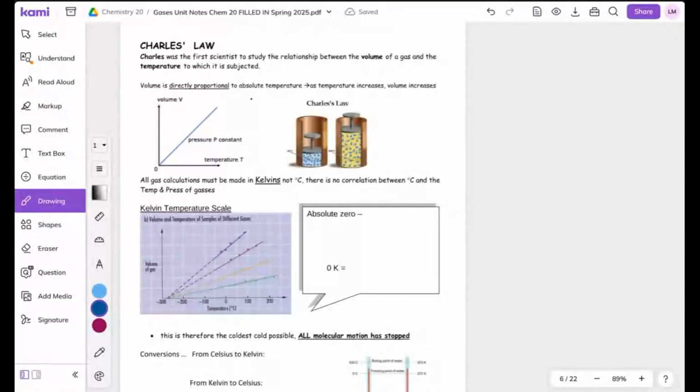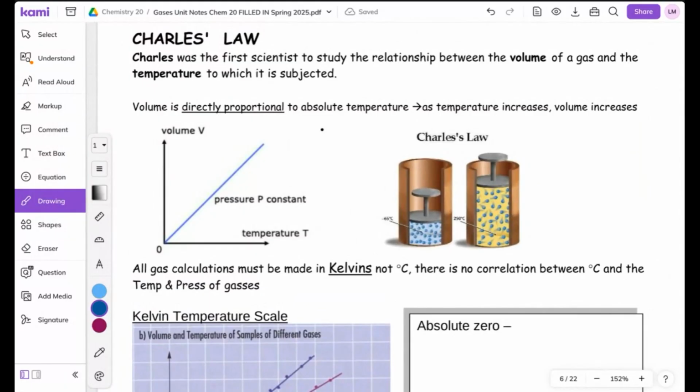All right, so Charles's law was named after a French physicist, Jacques Charles, and he was the first scientist to study the relationship between the volume of a gas and the temperature to which it's subjected. He figured out that volume is directly proportional to the absolute temperature. So basically what this means is as one variable increases, the other variable increases as well.